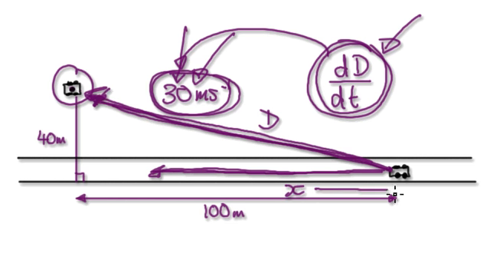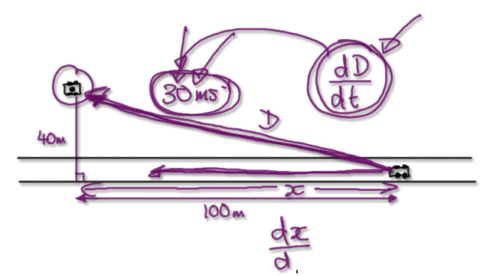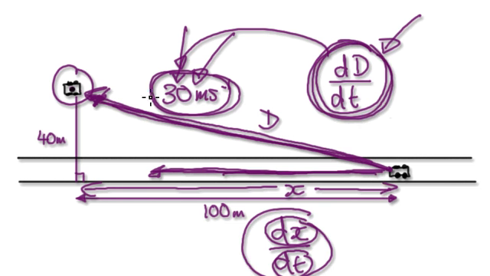Let's just say x represents the distance here along the horizontal. What the police will really want to know is dx by dt. So this dt is per unit time, and this is distance. Distance per unit time is speed. Speed along the horizontal path here. This is the speed along the diagonal path.